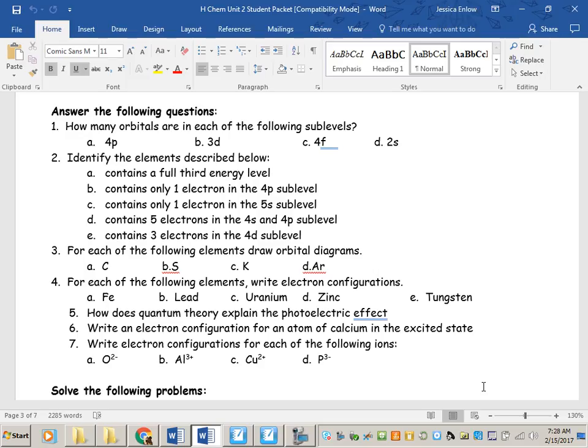Okay. Contains only 1 electron in the 4p sublevel. So gallium. Gallium, because yes, it is the first element in the fourth period in the p area. Only 1 electron in the 5s sublevel. Rubidium, thank you. Contains 5 electrons in the 4s and 4p sublevels. Also arsenic: you went over 2 in the s, and then over 3 in the p, but that gives us arsenic because there's 5 electrons total. Contains 3 electrons in the 4d sublevel.